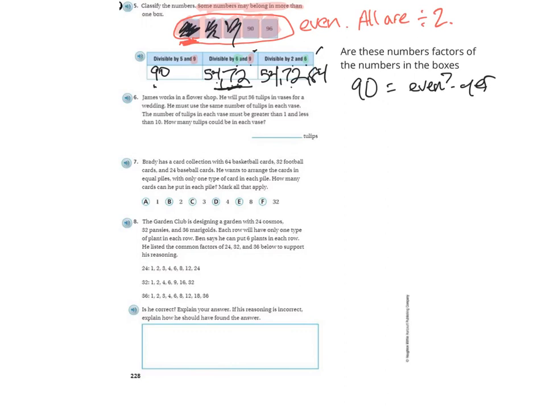Yes. Are the digits added together? 9 plus 0 equals 9. Is that divisible by 3? Sure, because 3 times 3 is 9.